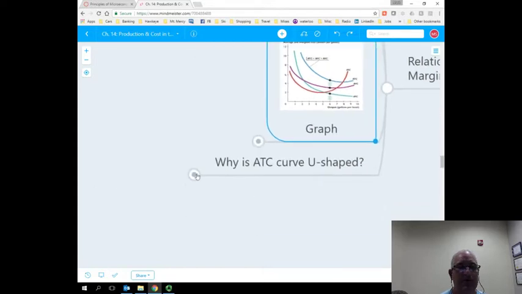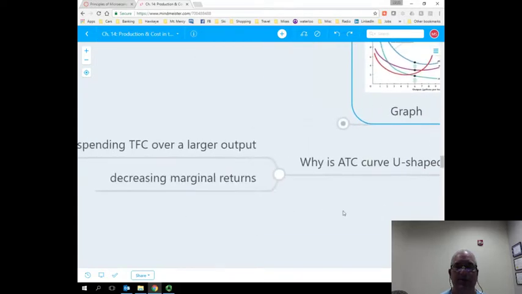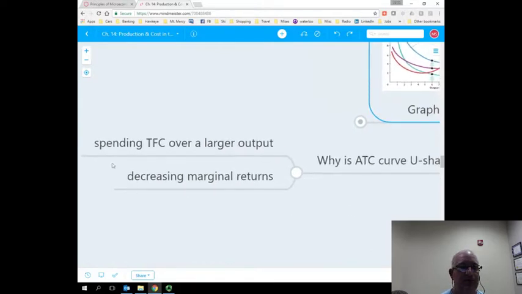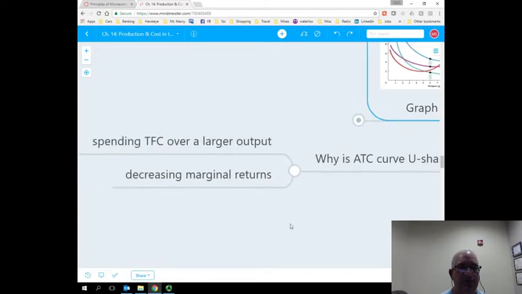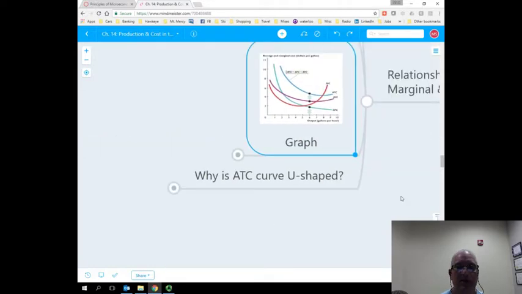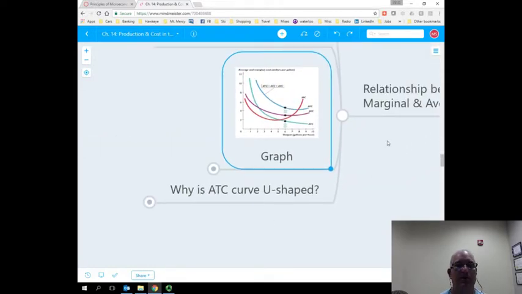And then the last part of this section is explaining why the average total cost curve is U-shaped. Okay, and there's two reasons for that. One, spreading the total fixed costs over a larger output can cause it, as well as decreasing marginal returns. Spreading total fixed costs over a larger output spreads it out, and then decreasing marginal returns is another reason why there's a U-shape in the average total cost curve, which is this one right here.